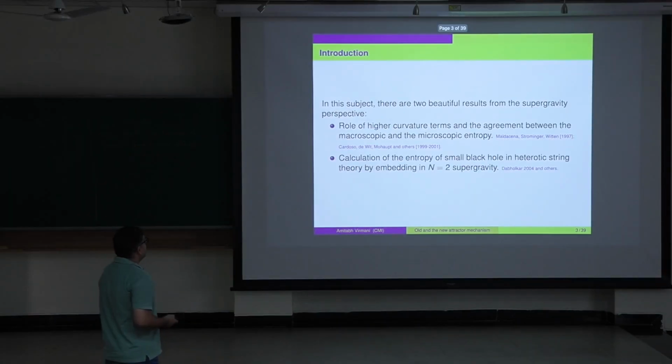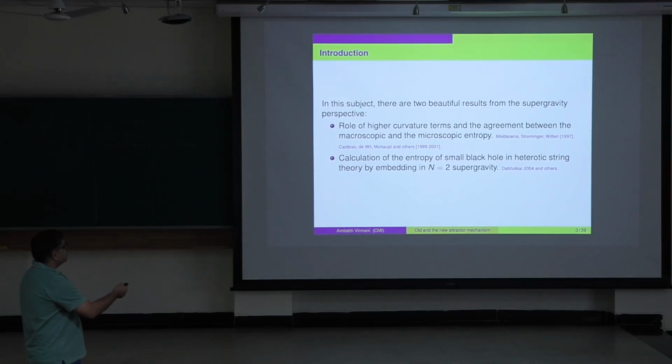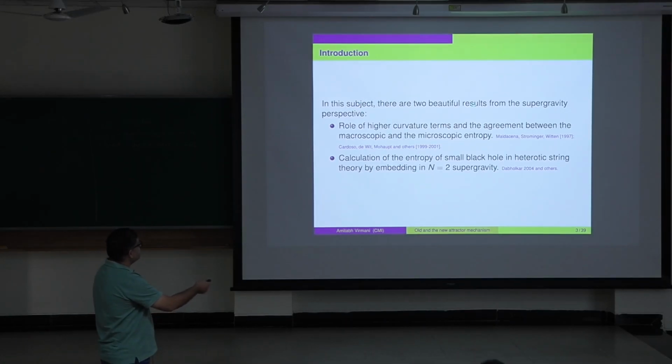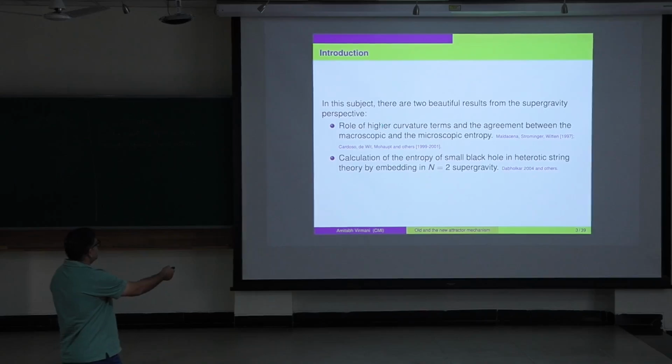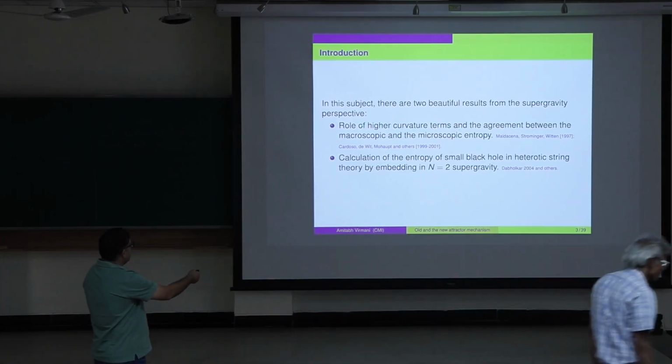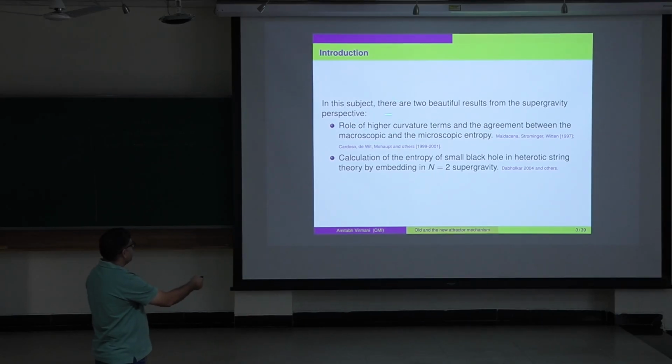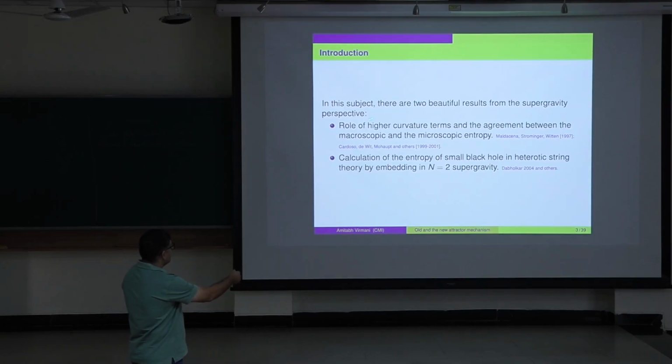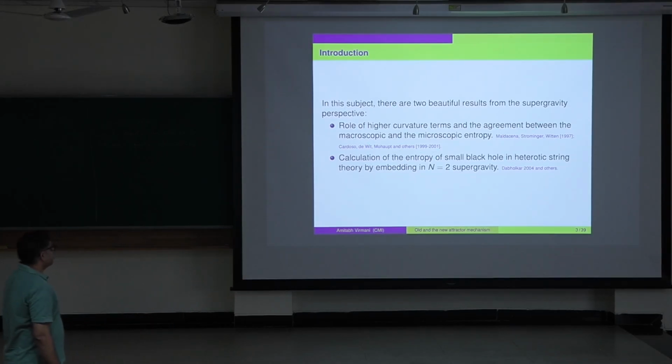So in this subject there are many beautiful results, but there are two beautiful results from the supergravity perspective. And first is the role of the higher curvature terms. So this was first analyzed by Maldacena, Strominger and Witten, and then in a very long series of papers by the Dutch group. What they find is that if you add a certain class of supersymmetric higher curvature terms to the supergravity Lagrangian, then the corrections due to these curvature terms precisely match with the microscopic entropy.